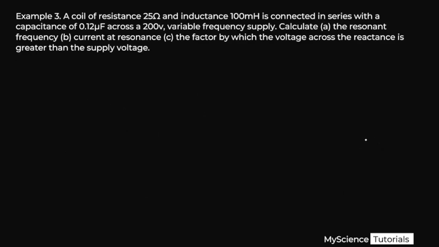Alright, so we have a coil of resistance 25 ohms and inductance 100 millihenry connected in series with a capacitance of 0.12 microfarad across a 200 volt variable frequency supply. We are to calculate A, the resonance frequency, B, the current at resonance, and C, the factor by which the voltage across the reactance is greater than the supply voltage, or what we normally call the Q factor. All right, so let's go ahead and write down our solution.